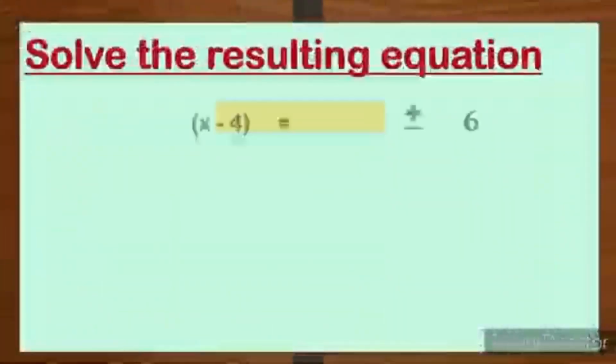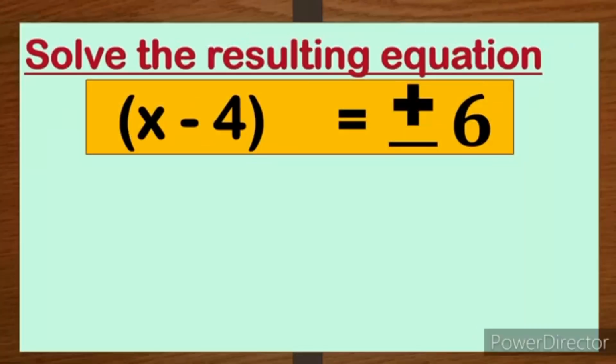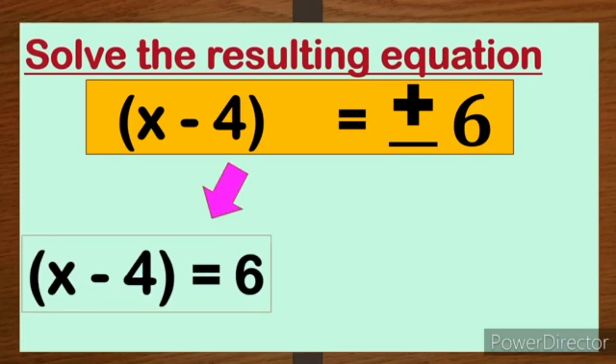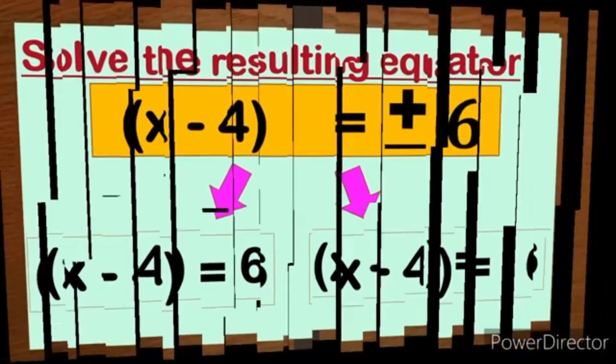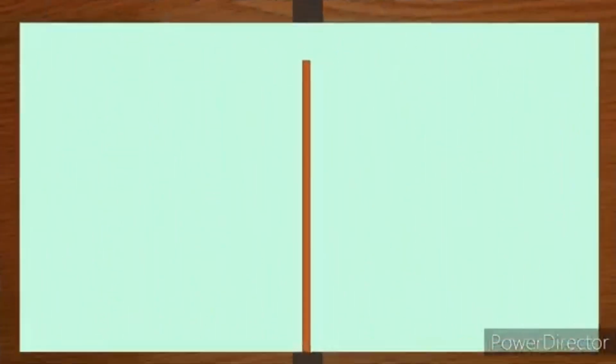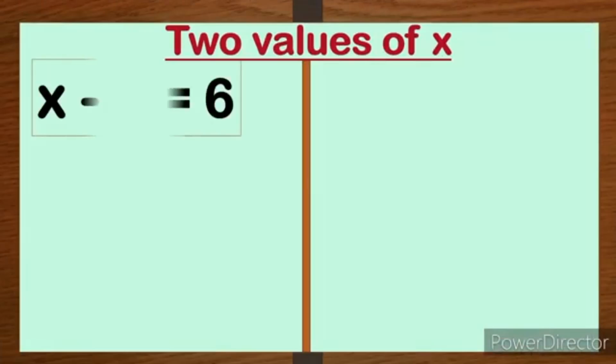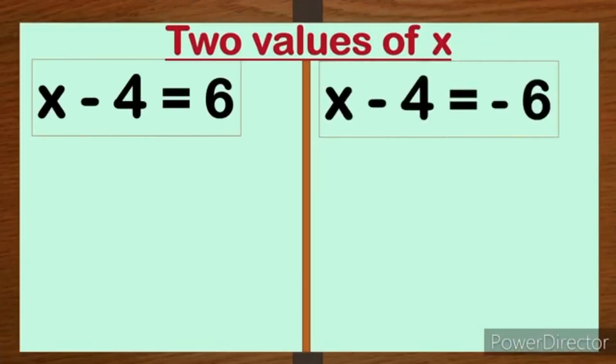Okay, let's continue. We're going to solve the resulting equation, that is x minus 4 equals plus or minus 6. So it becomes x minus 4 equals 6, and the other one, x minus 4 equals negative 6. Those are the two equations we will solve. Two values of x: x minus 4 equals 6 and x minus 4 equals negative 6.